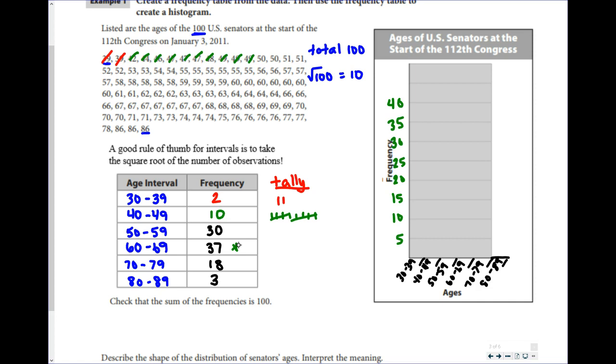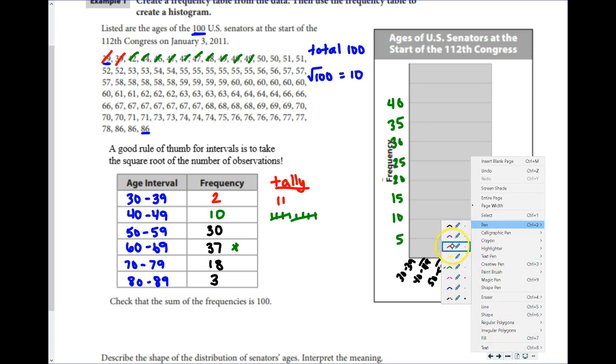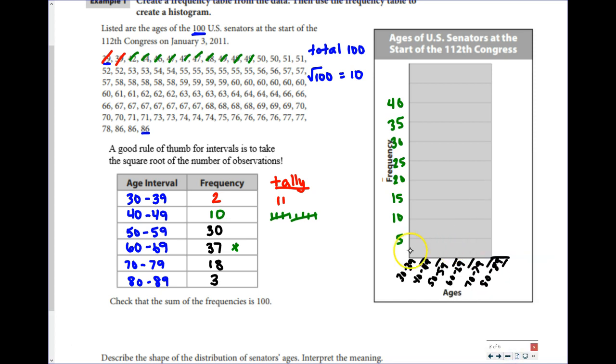Now, all you have to do is draw bars for each interval. The interval of 30 to 39 is going to be 2, so estimate 2. 2 is about right there, so I'm going to make a bar at 2 and fill it in, okay? For 40 to 49, now I've got 10, so I'm going to make a bar at 10. Now notice that your bars have to touch, which is different than a bar graph. In a histogram, the bars must touch. Okay? And then you're just going to fill out the rest of the bars. Okay, the next interval goes to 30.